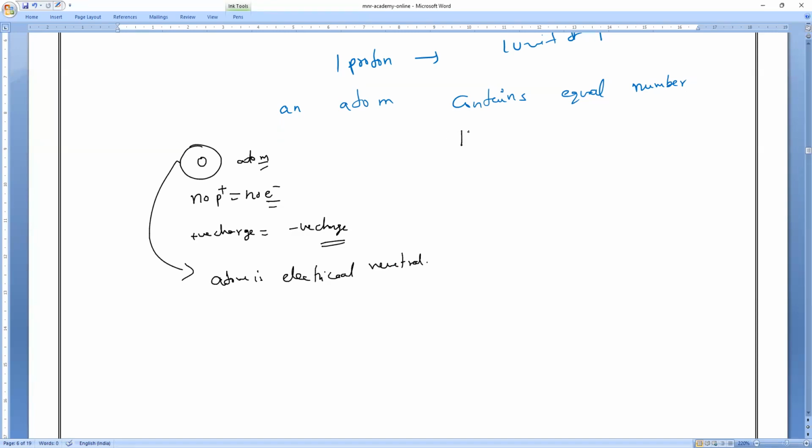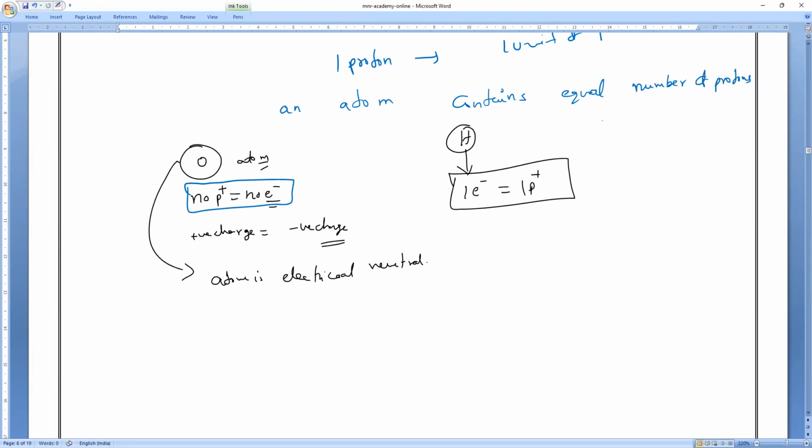Do you understand it? If I take a hydrogen atom, it contains 1 electron and 1 proton. That is why it is electrically neutral. Do you understand what I am saying? Every atom is electrically neutral, because the number of protons is equal to the number of electrons. Every atom contains an equal number of protons and electrons. So then can we call it stable? No, stability is based upon chemical reactivity. That is different. This is charge, only electrical charge.